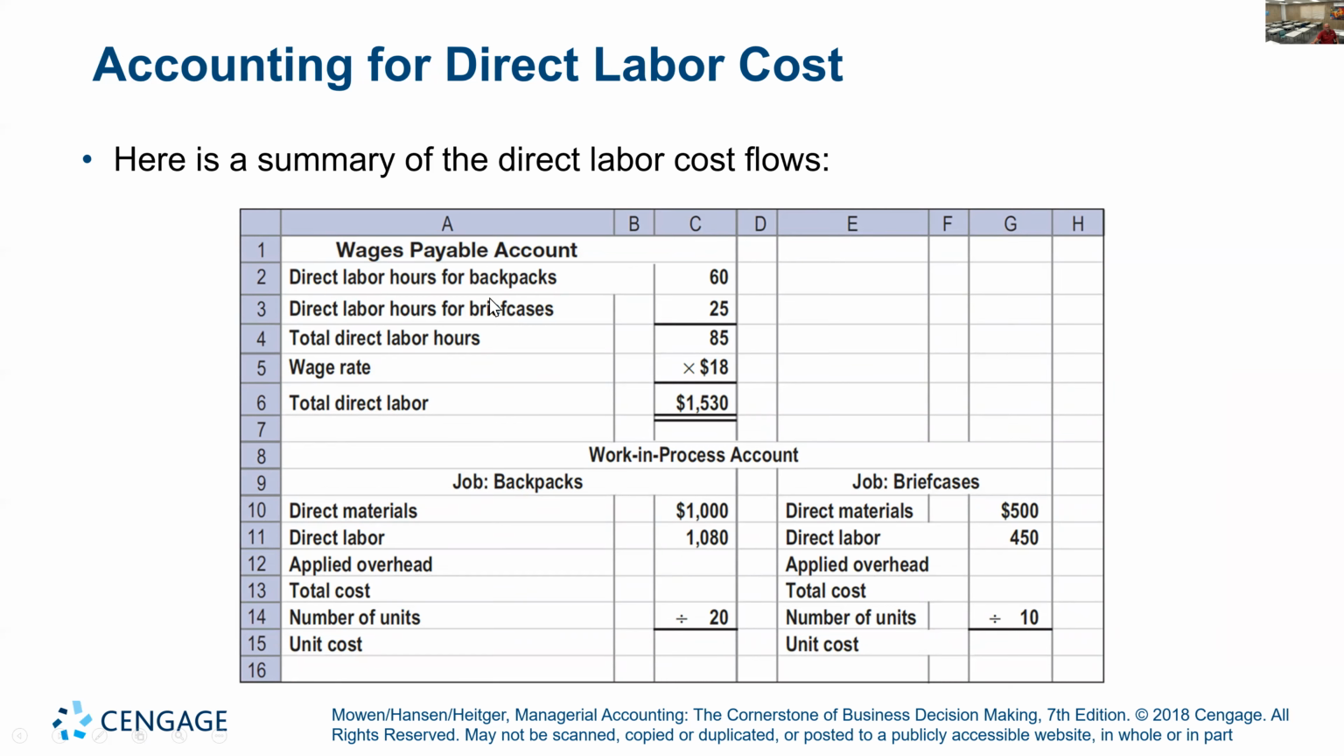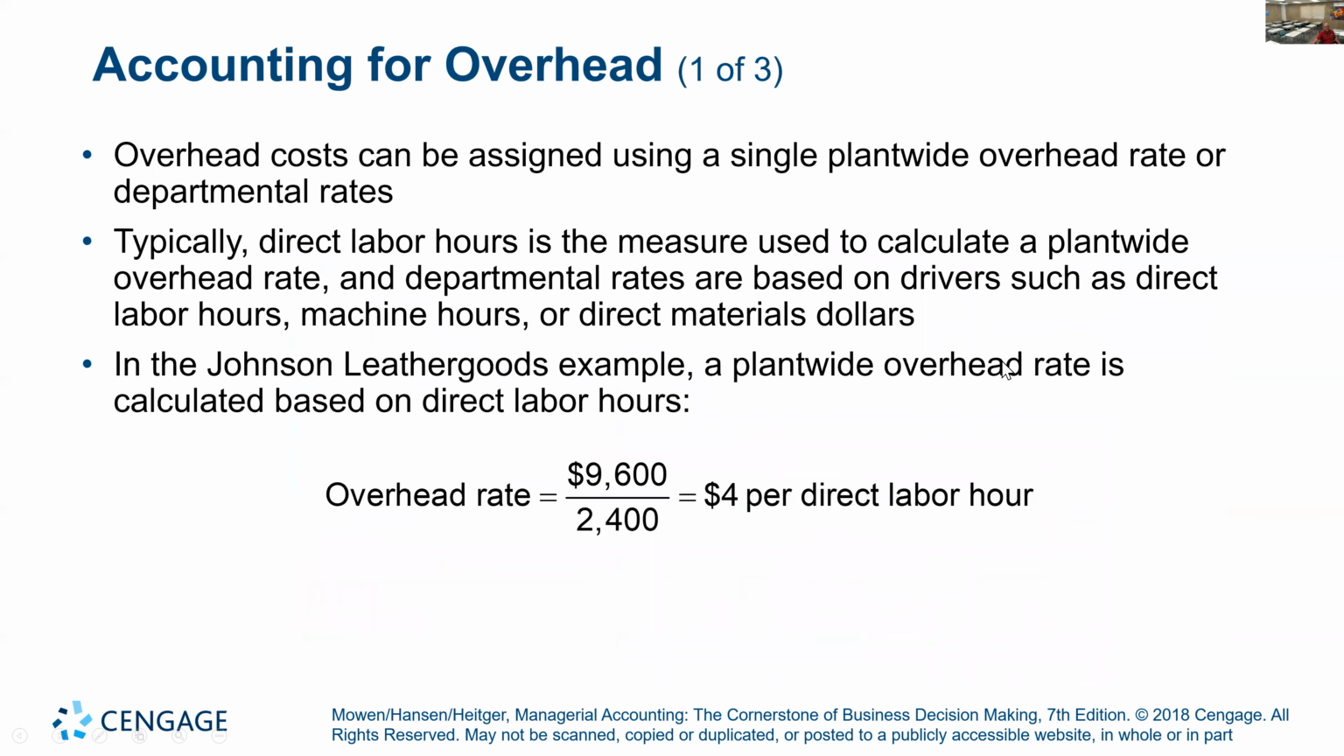When we get our little wage sheet in here, okay, direct labor hours: 60 for backpacks, 25 for briefcases. They all got paid 18 bucks an hour, so our total is 1,530. But we know that if we take the 60 times the 18 for backpacks, we can find out 1,080 of the direct labor went into backpacks, 450 went into briefcases.